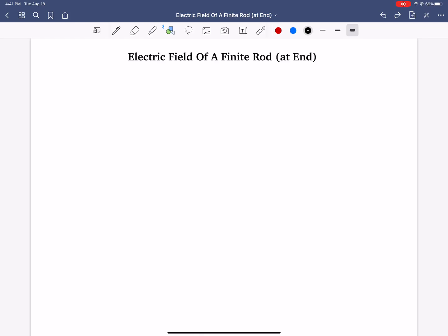All right, so in this video, I will derive the electric field expression for a finite rod, but above one of the ends. So let's draw an infinite rod right here. Oh, I said infinite, I meant finite, right? Finite rod, indeed, of total length L. There we go.